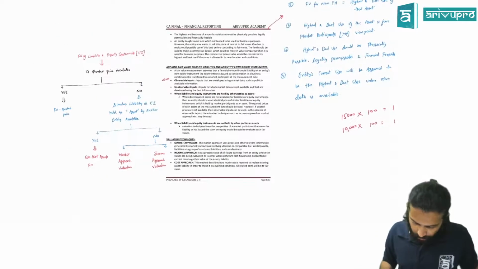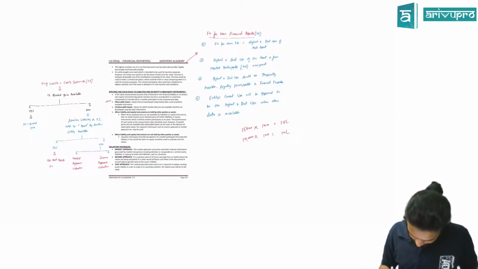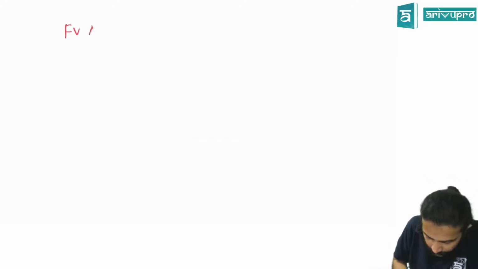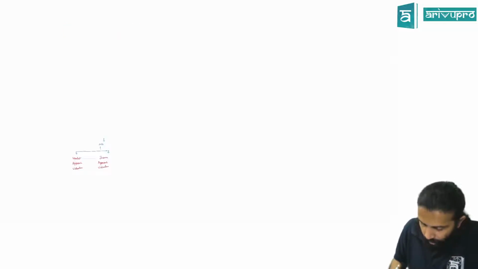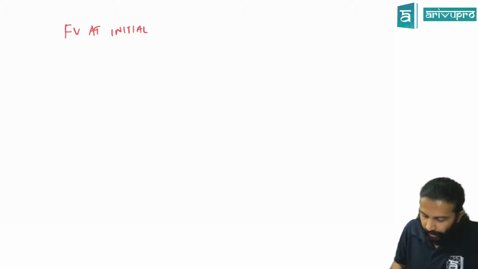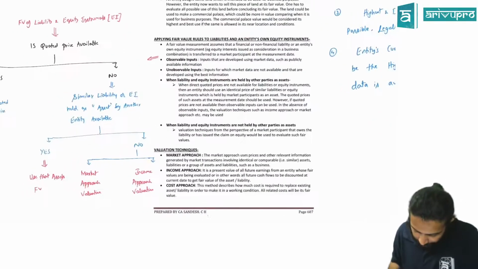Next, there is a small concept which is not printed in your book. Just write this down. Fair value at initial recognition. Sir, is there a cost approach also as a valuation technique? That will come. That is for assets, sir. For liability, in fact, it is not given. Valuation technique is a separate concept.